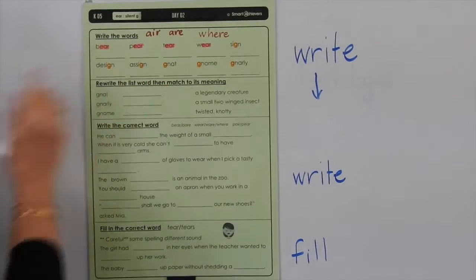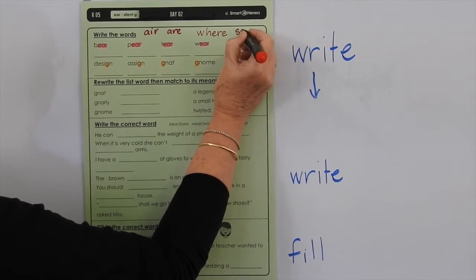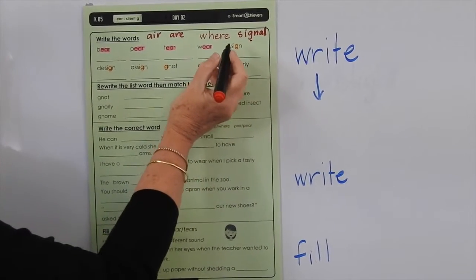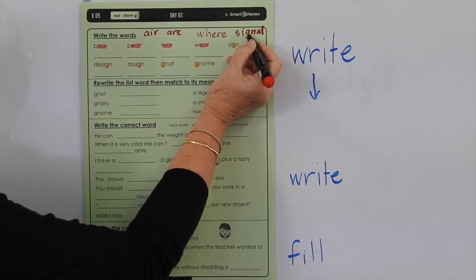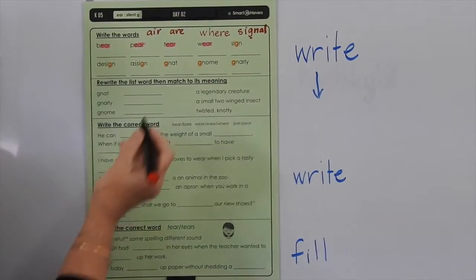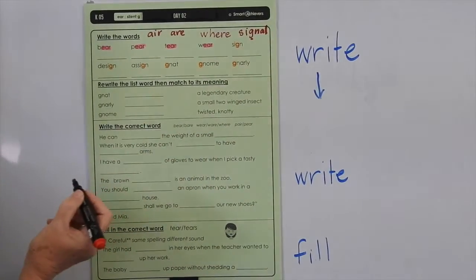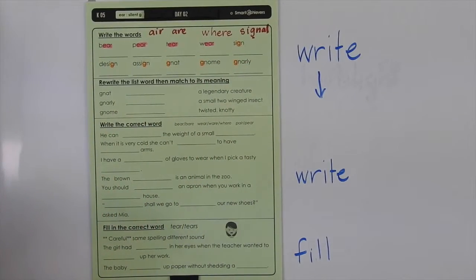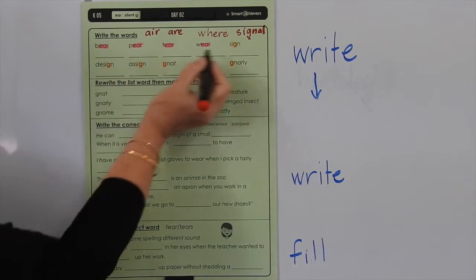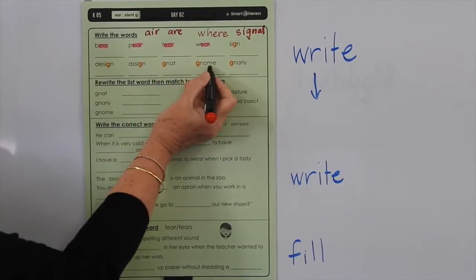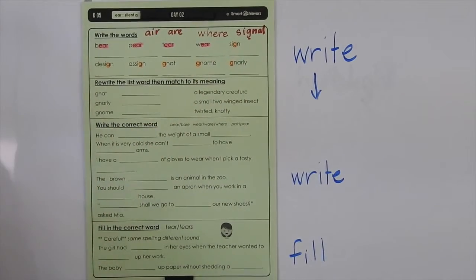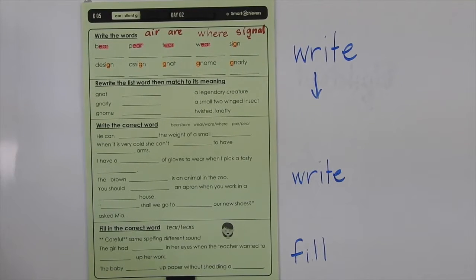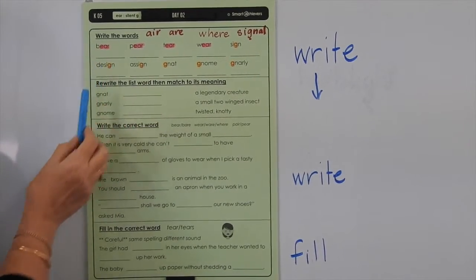Now remember, sign comes originally from the word signal, and that's how we get that G in there. So we can't say sig. So to make it easier to say, they just changed it to sign. But if you remember that it comes from the word signal, it'll help you to remember that that G should be in there. So then you've got sign, design, assign, gnat, gnome and gnarly. So sign is where it gives us directions for something, or it tells us some information that we might need. Design is to plan and present something.